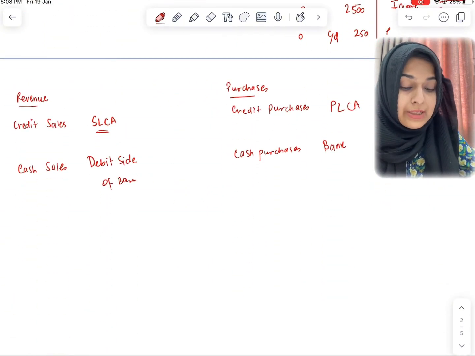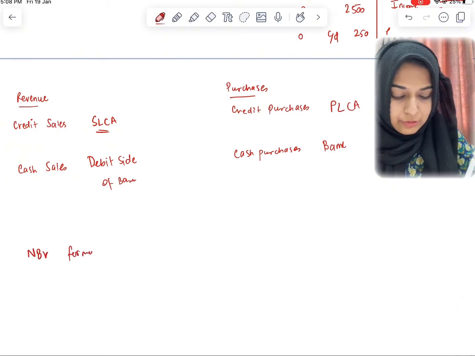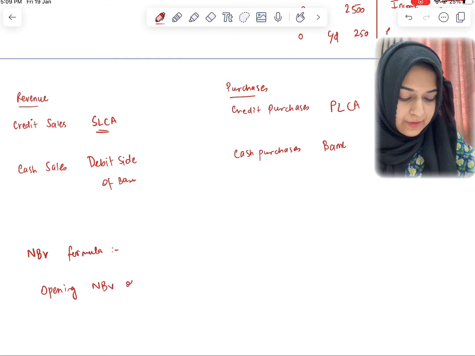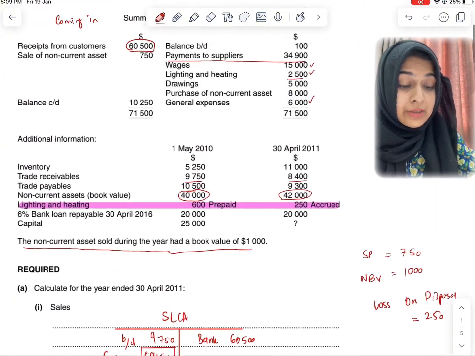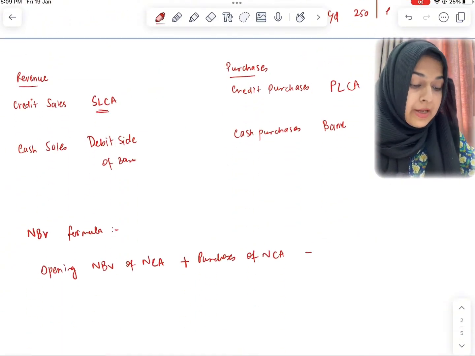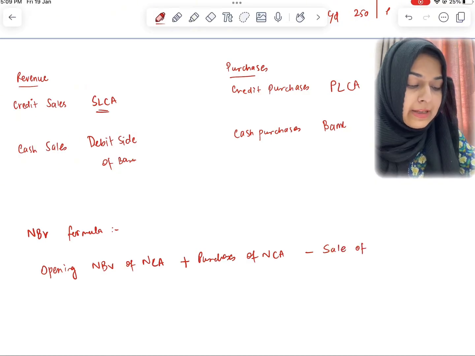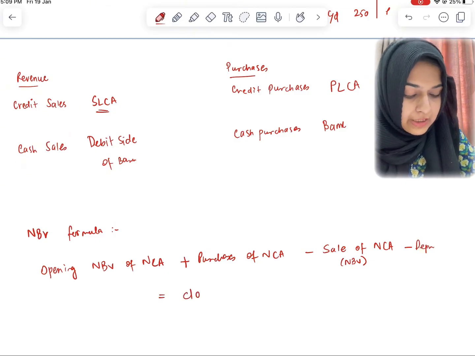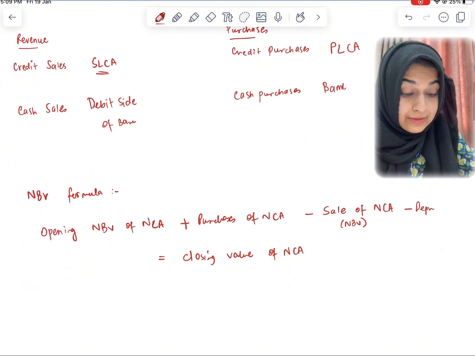So what you do is use the net book value formula for calculating depreciation. The net book value formula is opening NBV of non-current assets plus purchases of non-current assets. If you've purchased any during the year, you'll find that on the credit side of the bank account, and we have purchased 8,000 worth of non-current assets during the year. Then you write minus sale of non-current assets. Selling price will not come here. This is a net book value formula, so all values must be net book value. So minus sale of non-current assets, minus depreciation, should equal the closing value of non-current assets. Yes, this is the formula that you need to use.